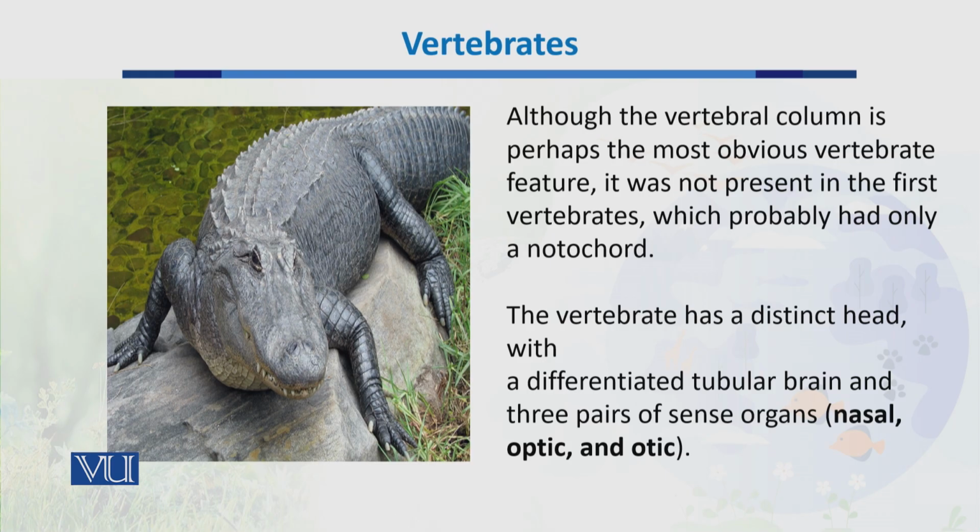The vertebrates also have a distinct head with a differentiated tubular brain and three pairs of sense organs that include nasal, optic, and otic.